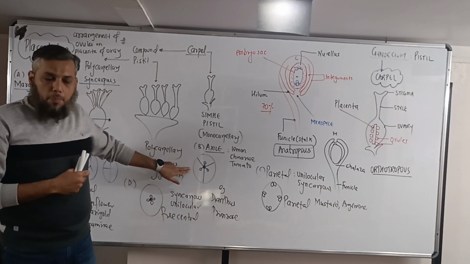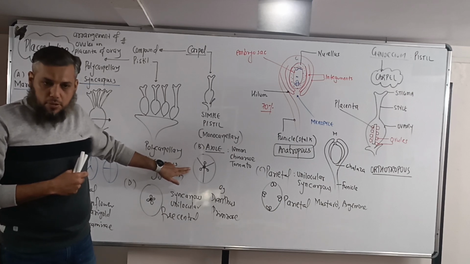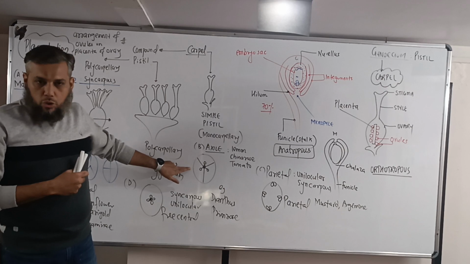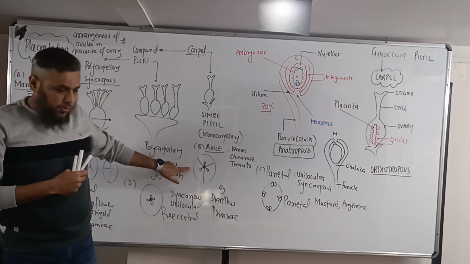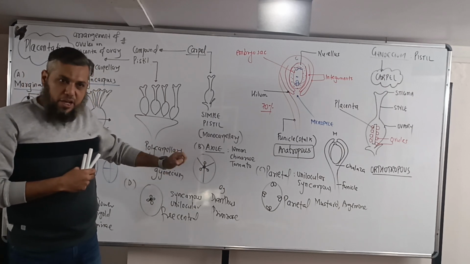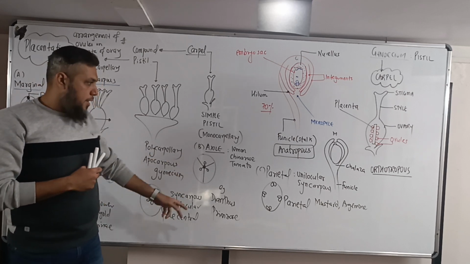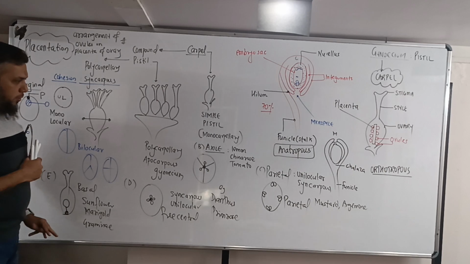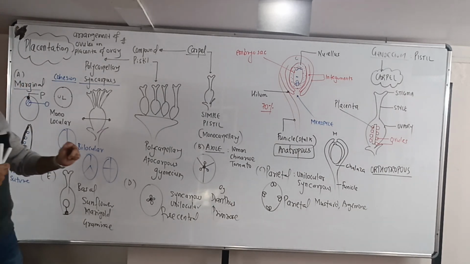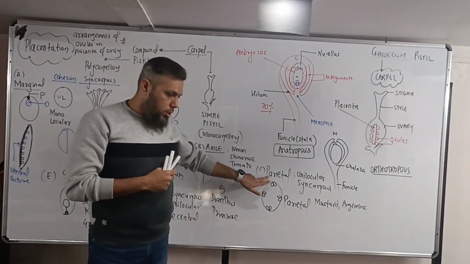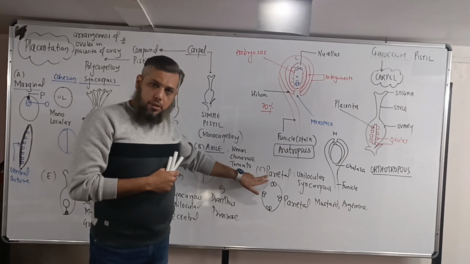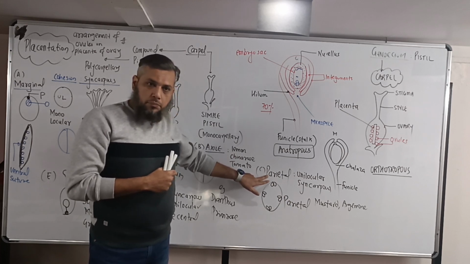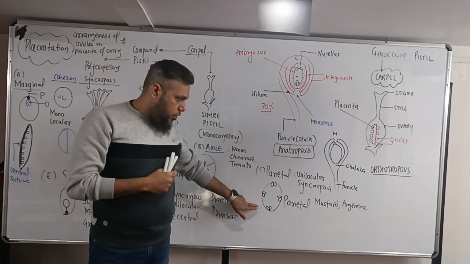Polycarpellary. Apocarpous or syncarpous? Syncarpous. Unilocular or multilocular? Multilocular. Ovules are arranged in the periphery or in the center? Center. Examples would be lemon, China rose, and tomato. Right? Here, the third type is what? Parietal.